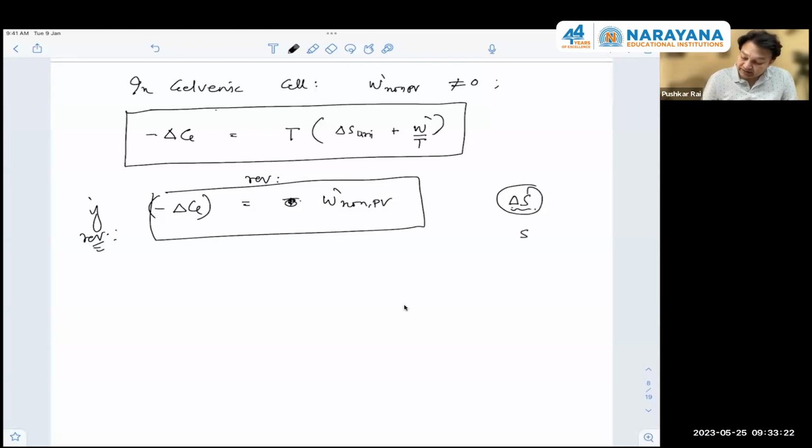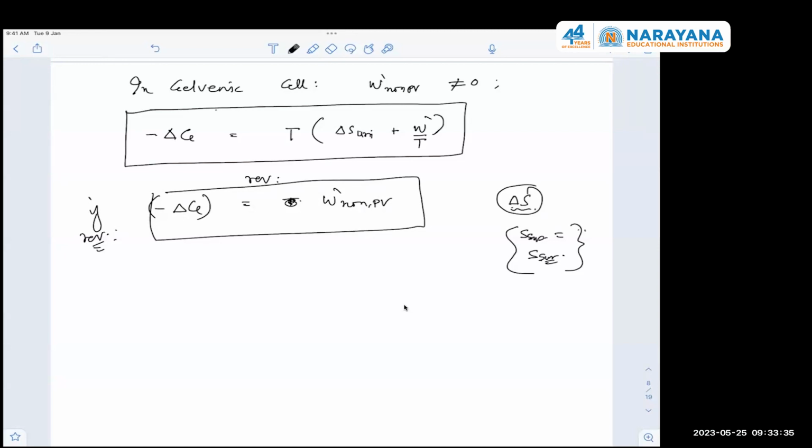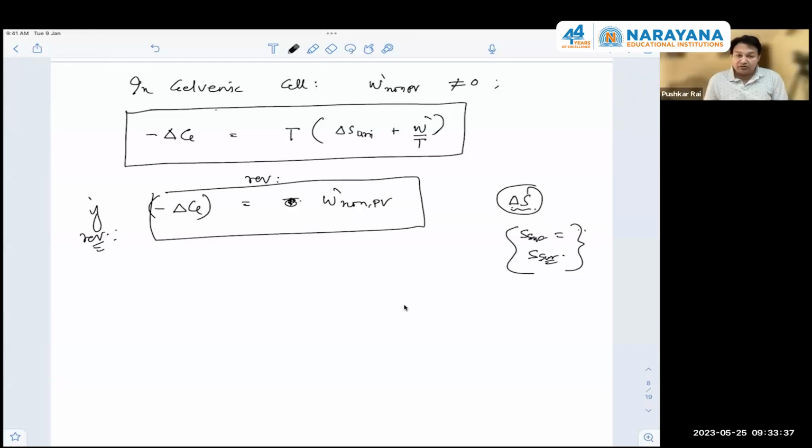But we can say S system is a state function, but S surrounding is not a state function, because surrounding is not a definable quantity. Surrounding is not a definable quantity. So if surrounding is not a definable quantity, then universe can also not be a definable quantity. So fantastic. So this is the result.